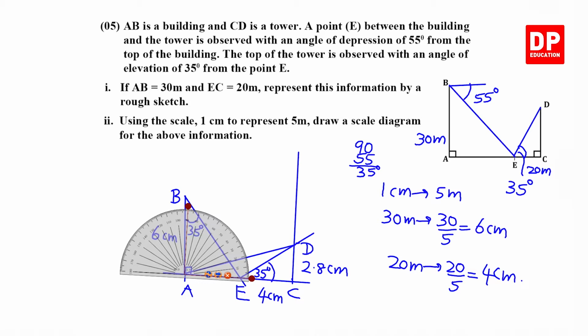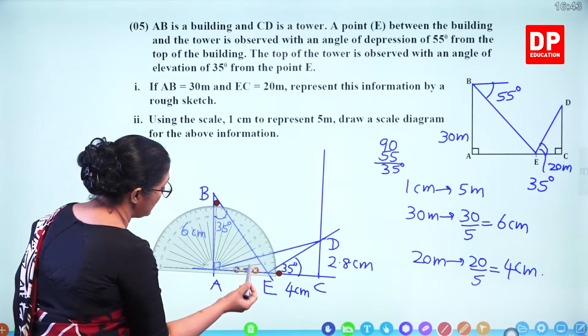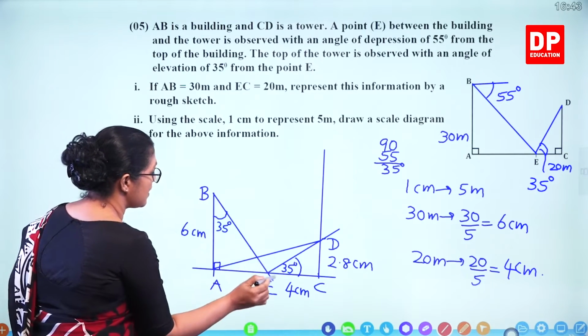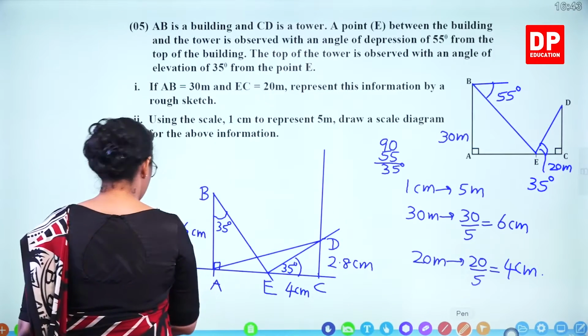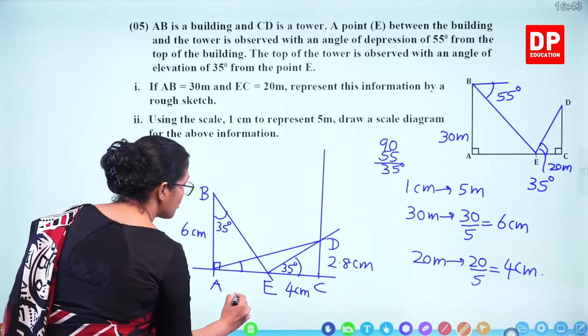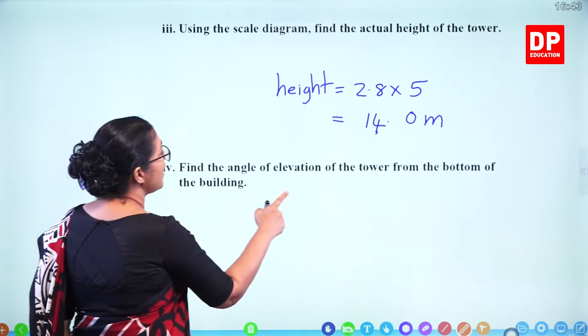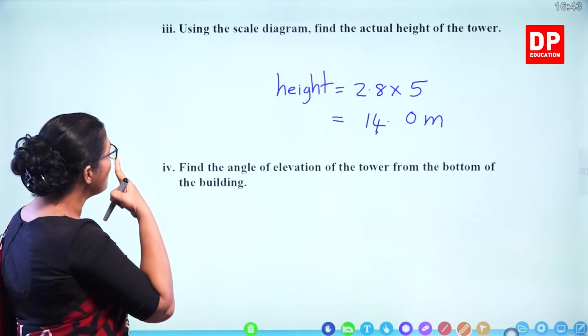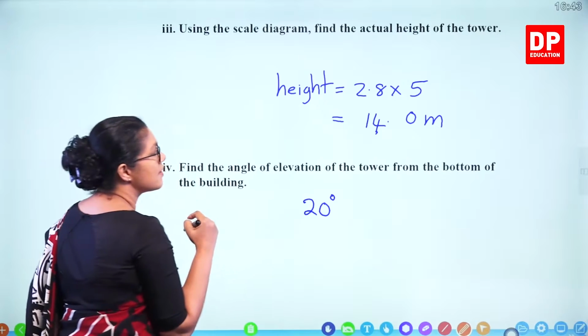So this angle, what's the angle here? 20 degrees. Here to here, 20 degrees. So that's the angle of elevation. So this angle we got 20 degrees. So find the angle of elevation of the tower from the bottom of the building, 20 degrees.